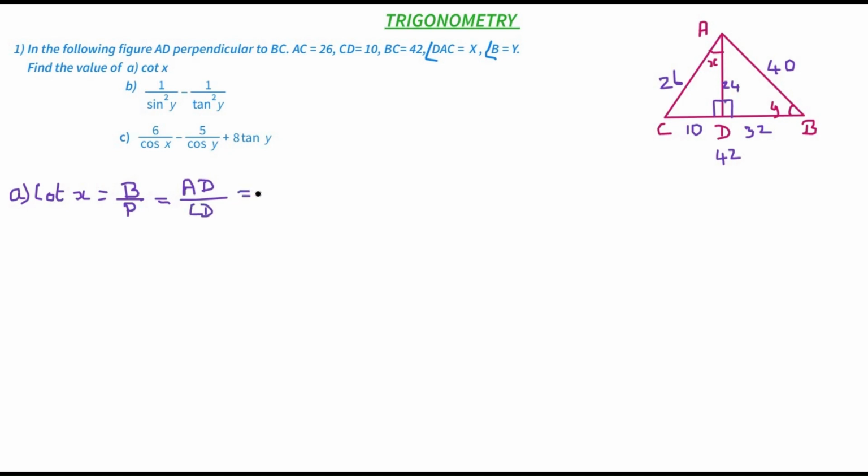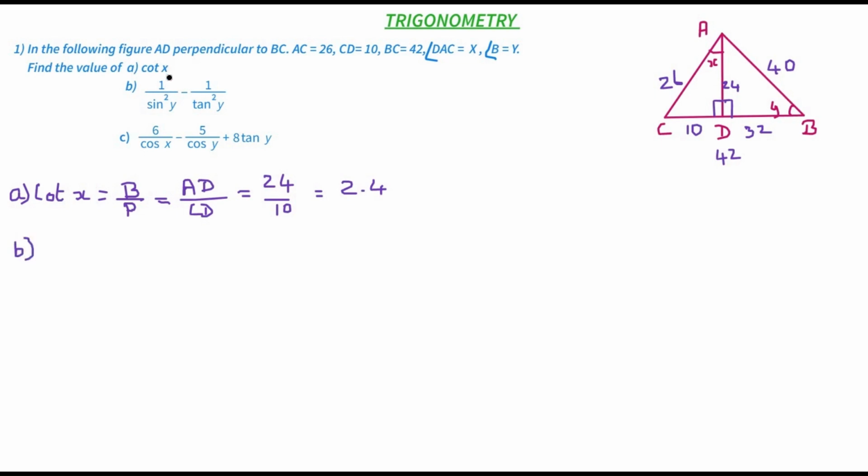So what is the value of AD? What is the length of AD? Which is 24 by, and what is CD? 10. So the value of cot x we have found as 24 by 10. You can either leave this as such or you can simplify this to 2.4. Both the answers are right. Now let's see the second question, that is question B.